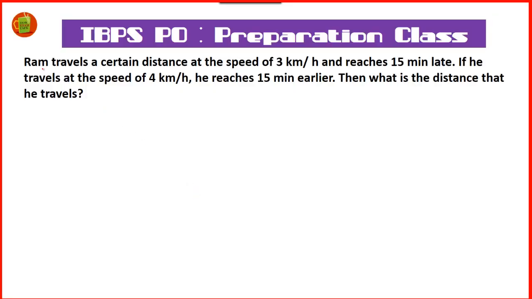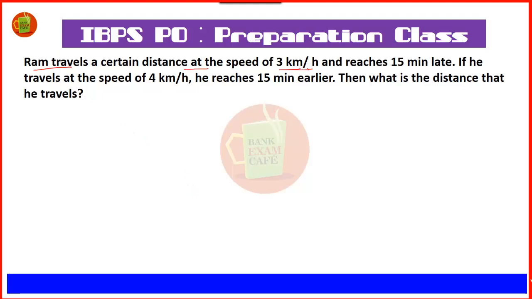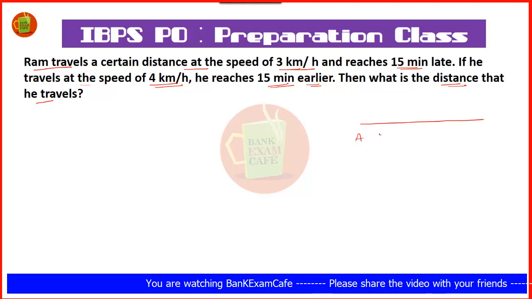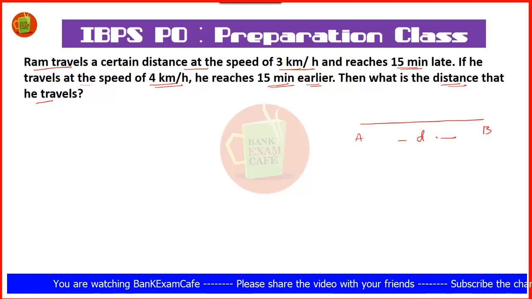Friends, let us see the first question. Ram travels a certain distance at a speed of 3 km per hour and reaches 15 minutes late. If he travels at the speed of 4 km per hour, he reaches 15 minutes earlier. Then what is the distance that he travels? Let him travel the distance from A to B. That distance is D, correct?